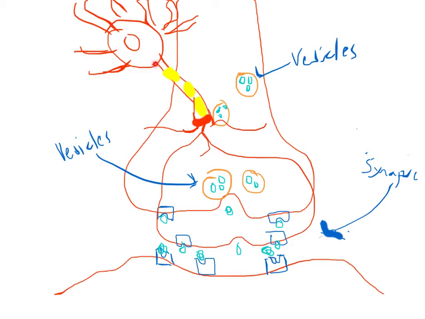So here we have our cell body with our axon and terminal branches. This is an expanded look at what happens inside the terminal branch at the very end, between the end of one neuron and the dendrites of another. Here's a synapse, and these are the vesicles with neurotransmitters inside of them.